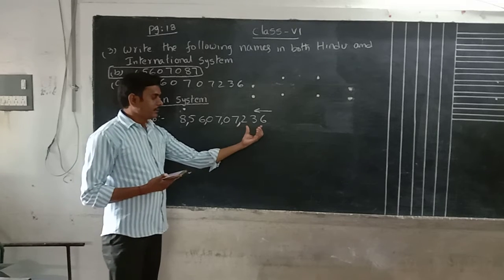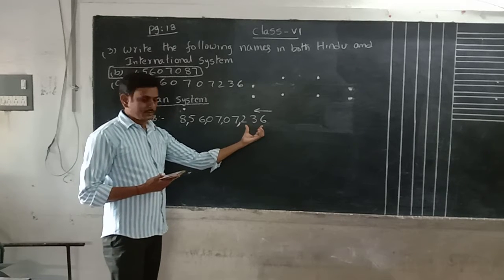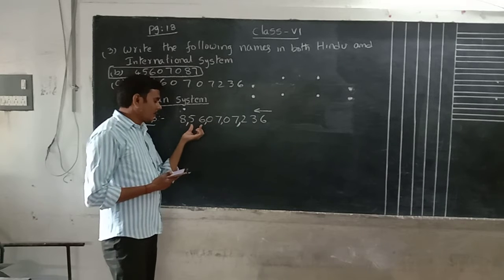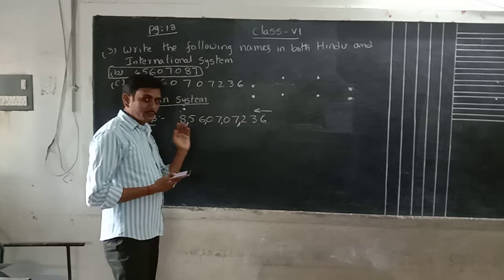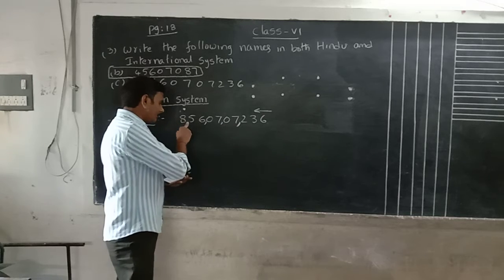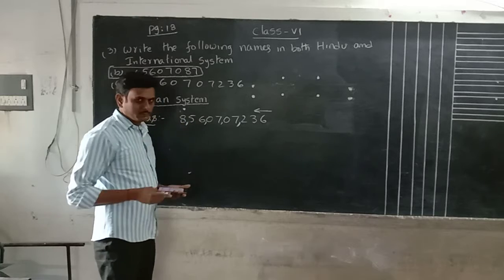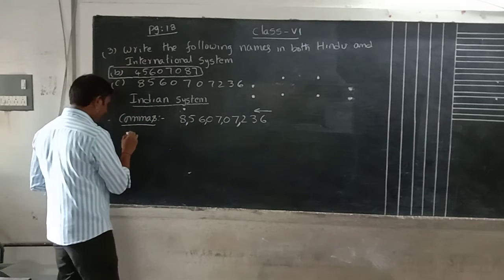Now observe here. Which group is this? Unit group. This is the thousand group. This is the lakh group. This is the crore group. We learn only up to the crore group, so we have to combine this into the crore group only. Actually, we have to place a comma here. Now we will write in names.